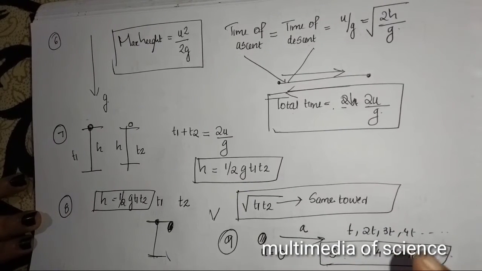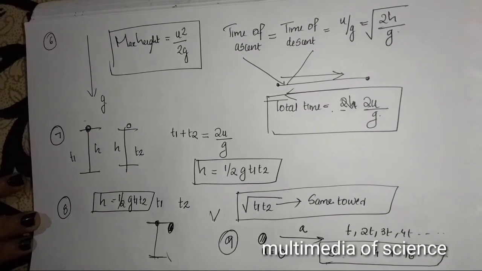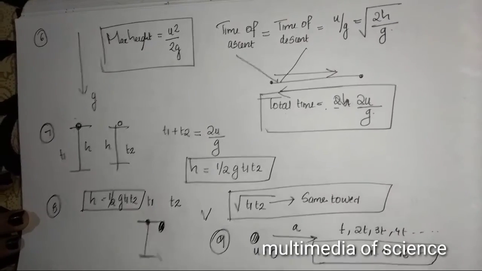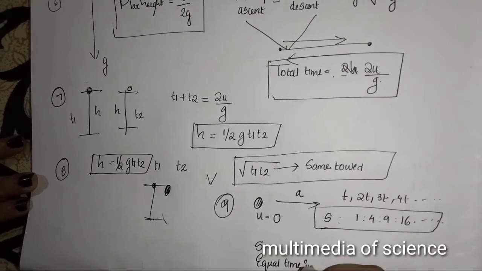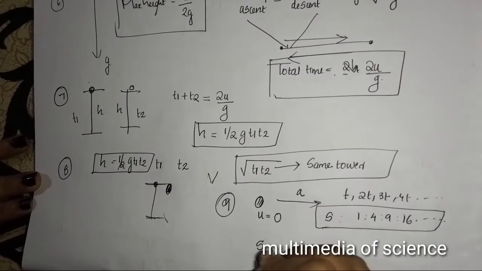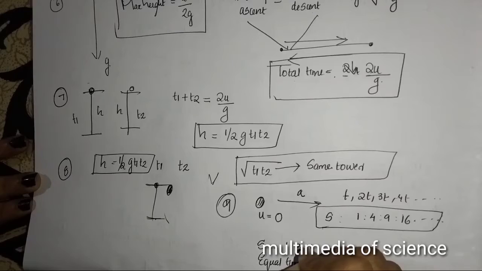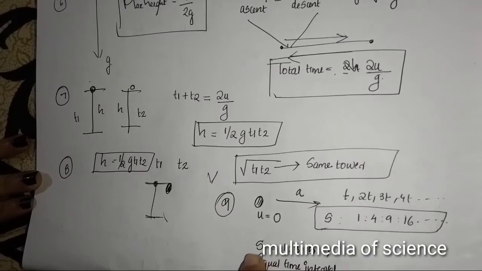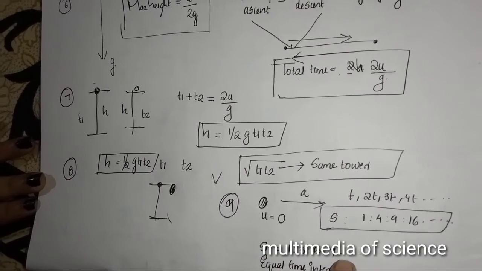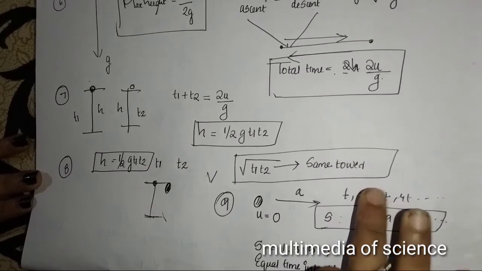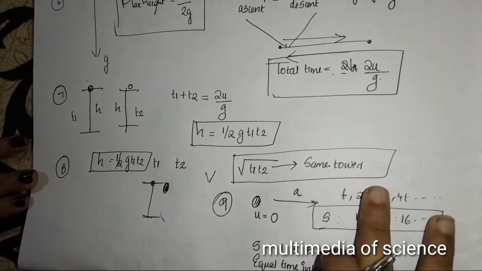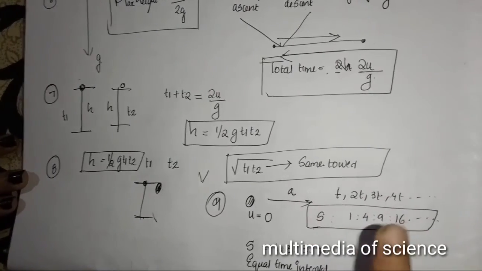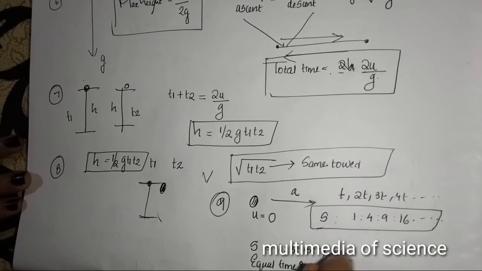Next I am discussing the ratio of distances travelled in successive equal time intervals. If it is equal time intervals, the distances are in the ratio 1 is to 3 is to 5 is to 7. And for t, 2t, 3t, 4t, the distance travelled in this time is in the ratio 1 is to 4 is to 9 is to 16. Clear?